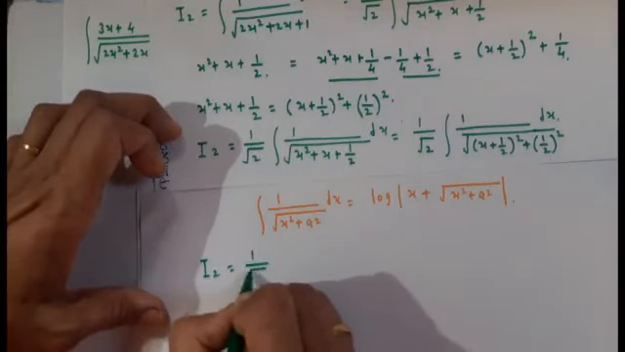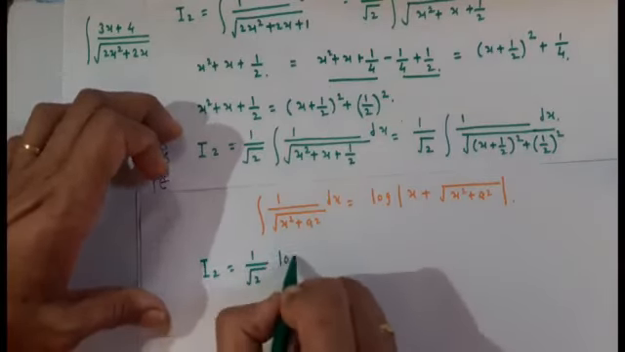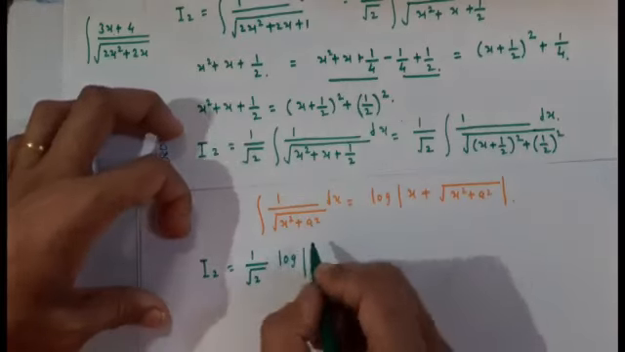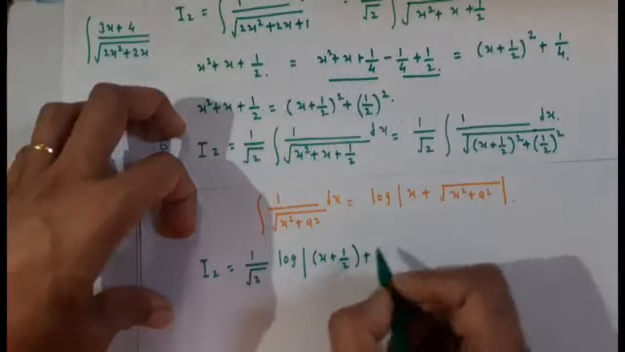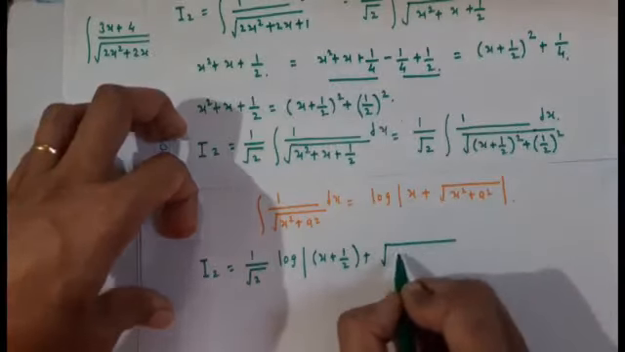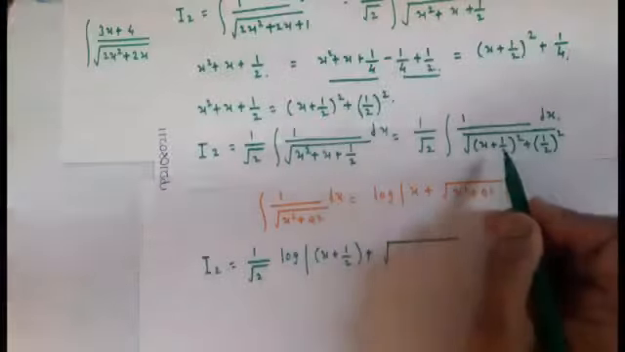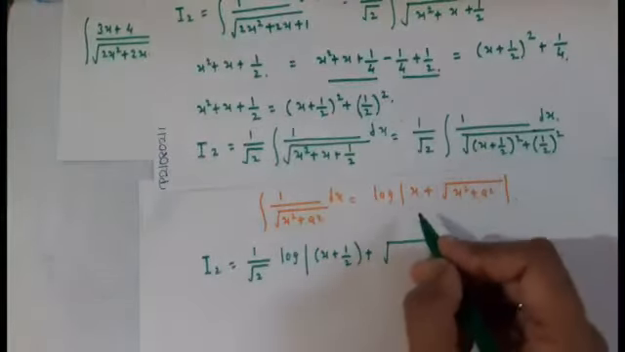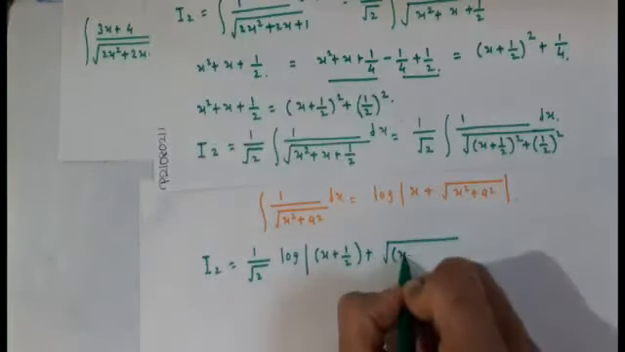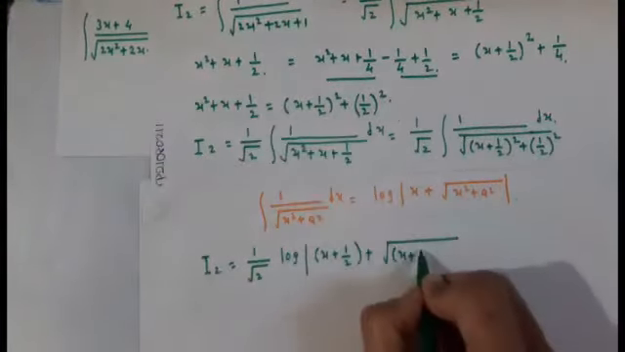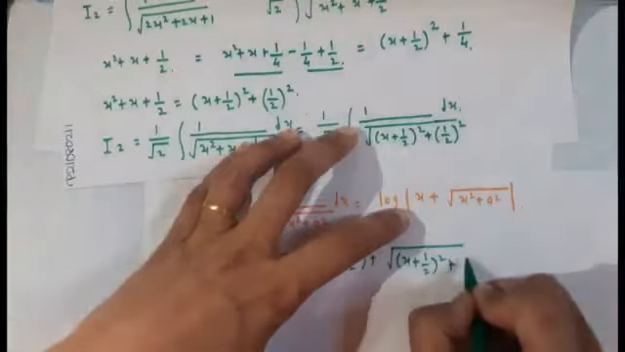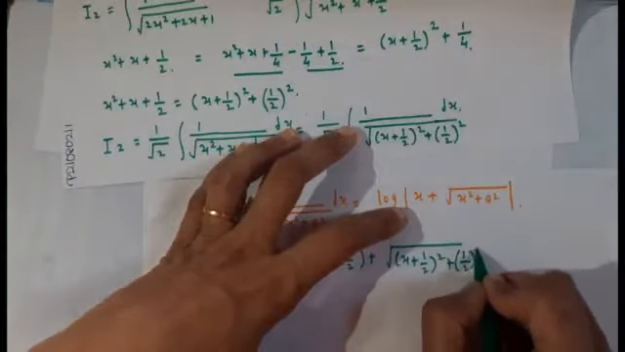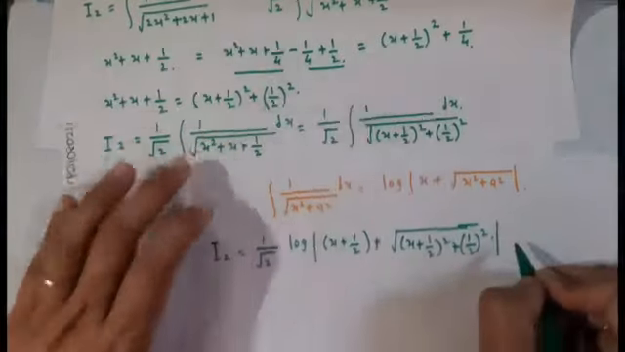equals 1 by root 2 as it is, and log of the value of x, that is x plus 1 by 2, plus square root of x plus 1 by 2 whole square, plus 1 by 2 square. Okay, in this way.